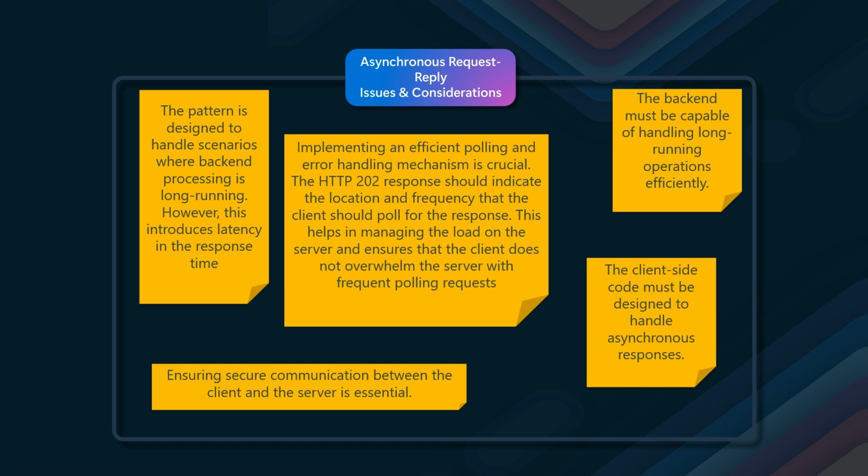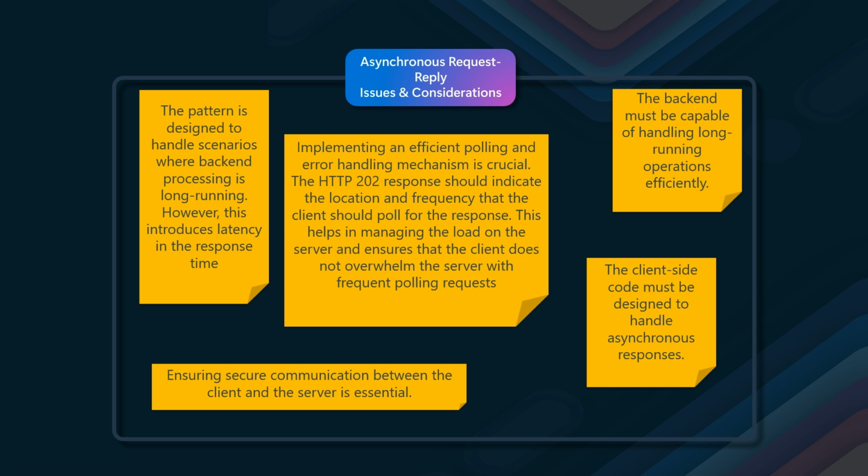Handling long running operations. So the backend must be capable of handling long running operations efficiently. This includes offloading processes to another component, such as a message queue, and ensuring that the status endpoint can accurately reflect the progress of the operation. Proper error handling mechanisms need to be in place if an error occurs during processing. The error should be persisted at a resource URL described in the location header, and the appropriate response, HTTP 4xx, should be returned. This ensures that the client is aware of any issues and can take appropriate action.